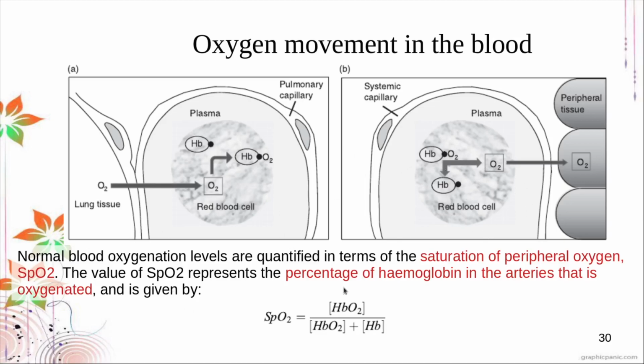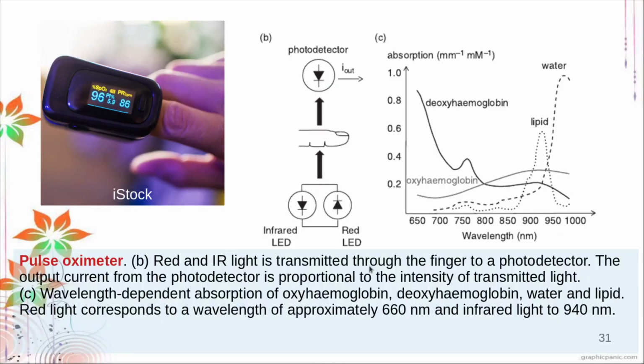The SpO2 represents the percentage of hemoglobin in the arteries that is oxygenated. That means it's the number of hemoglobins that are carrying oxygen. Here is the calculation of the SpO2 level. As a percentage, this is the concentration, or the amount, of hemoglobin that carries oxygen, HbO2, over the total number of hemoglobin, whether it carries oxygen or not, in the form of Hb. So this is the total hemoglobin. The number of hemoglobin carrying oxygen over the total amount of hemoglobin present is your SpO2, just a simple percentage.